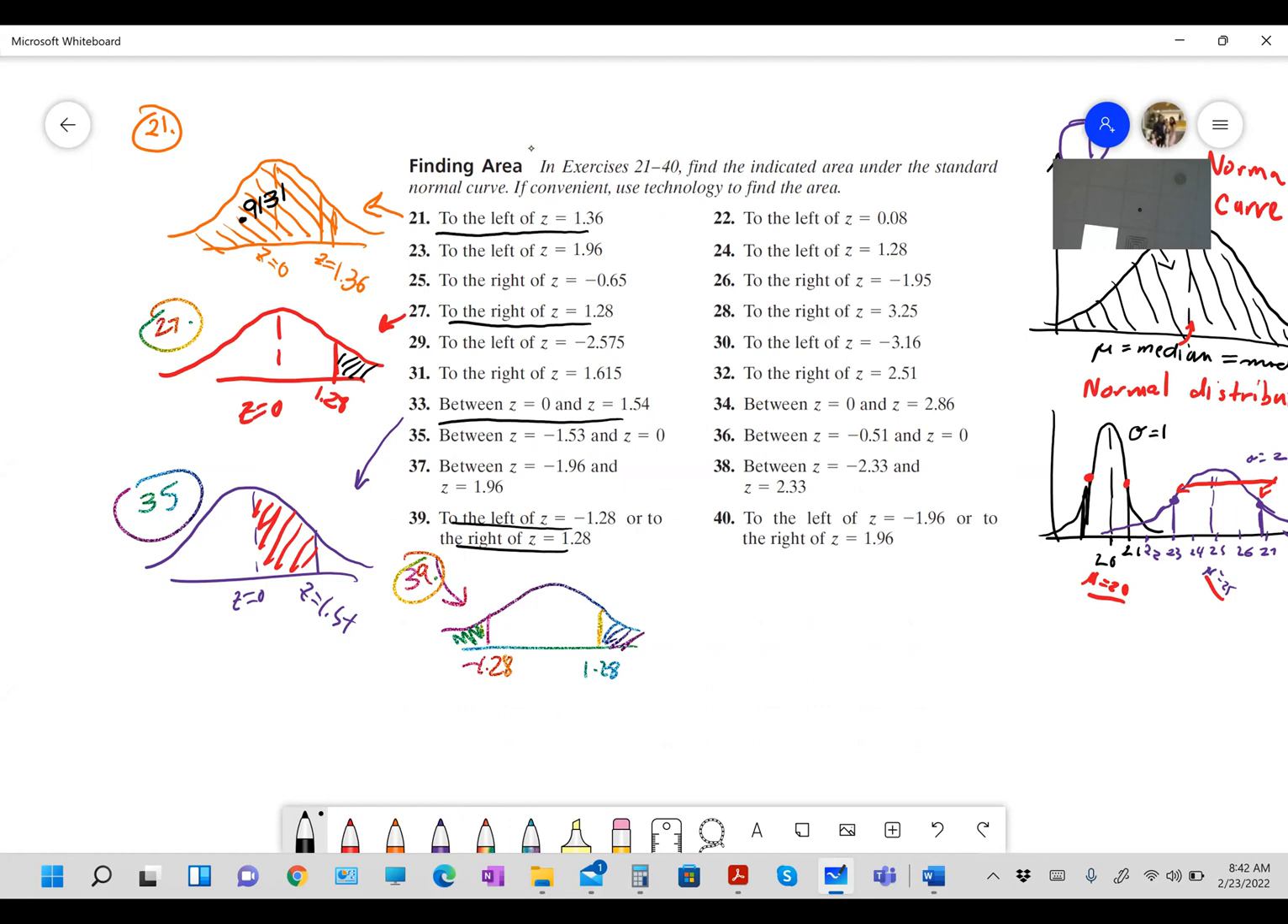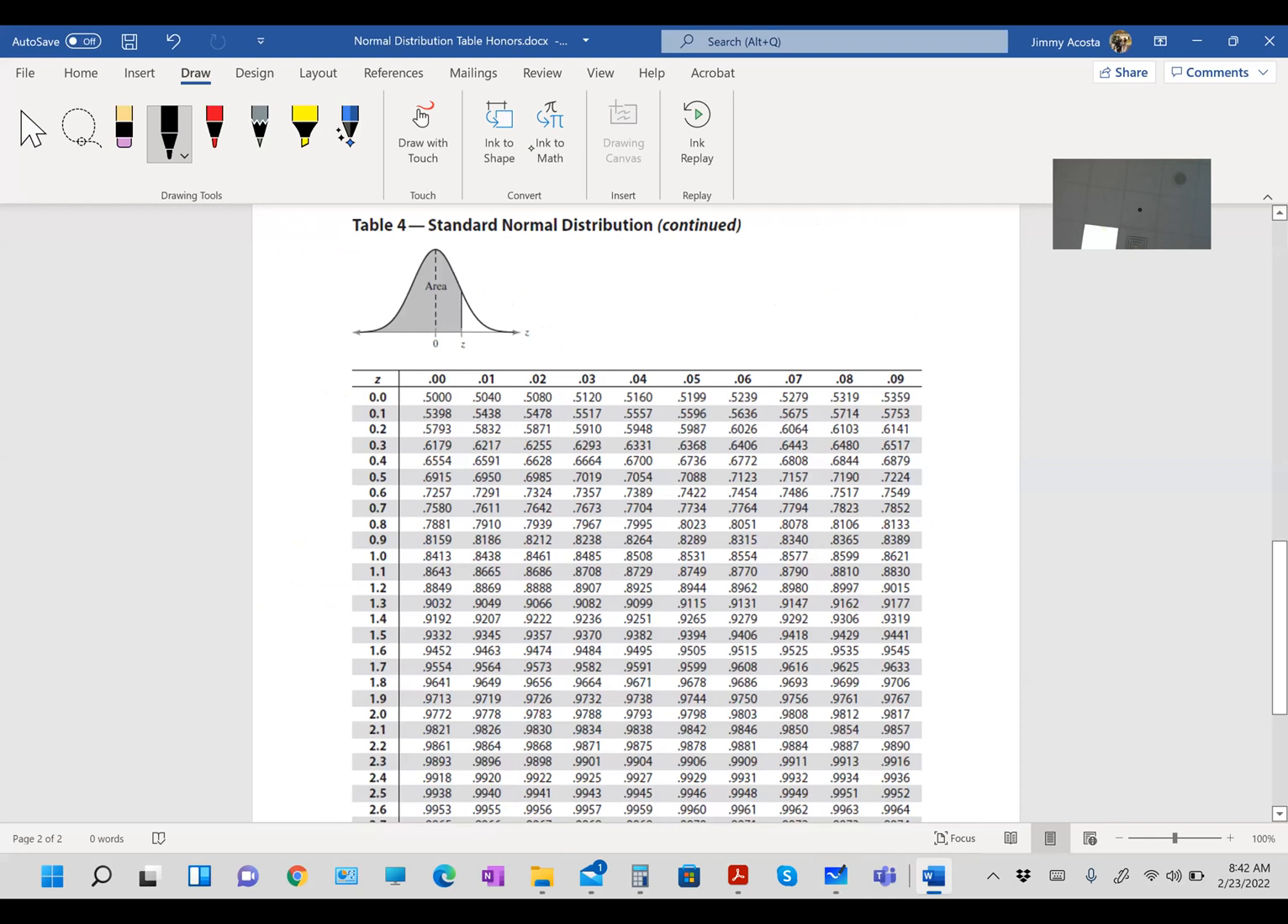Now the next one has a z-score of 1.28. What we read in the table for 1.28 is just the area to the left. But to find the area to the right, we're going to do 1 minus the area to the left. Let me do it here first. 1.28 happens to be right here, 0.8997. Let's do it on the board: 28, 20, 21, 22, 23, 24, 25, 26, 27, 28.